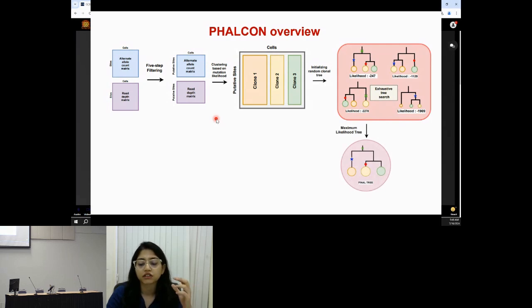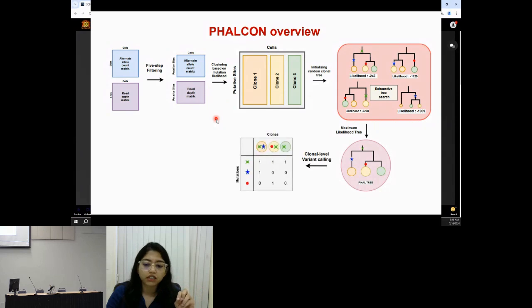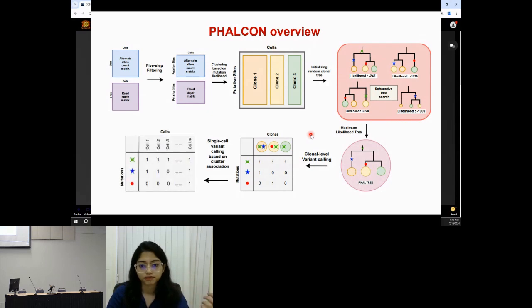Based on the branch mutation placement and the phylogenetic reconfiguration of the trees, using this tree, we perform clonal-level variant calling. So you can see it is somewhat like this: if this green mutation is at the root, it means that all the clones harbor this mutation. So for the green mutation, all the clones will be genotyped as 1. Now, based on the cluster association of every single cell, we perform the single-cell variant calling after this. This is a basic overview of Falcon.